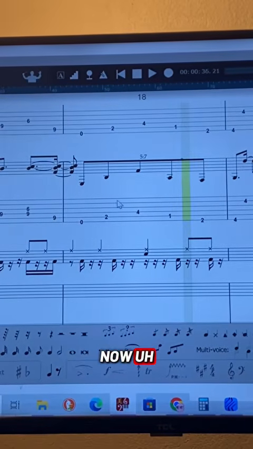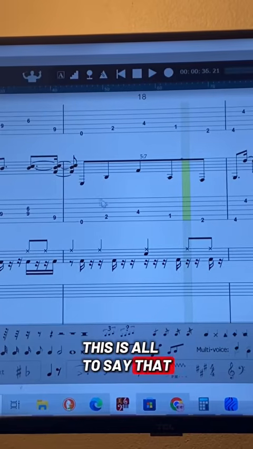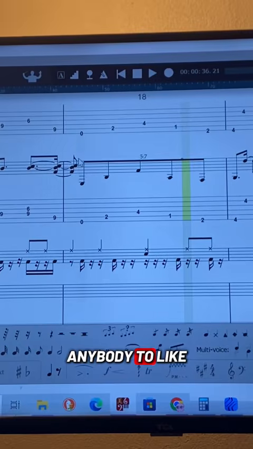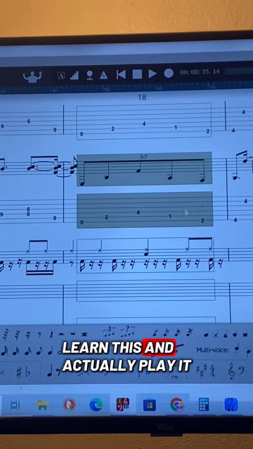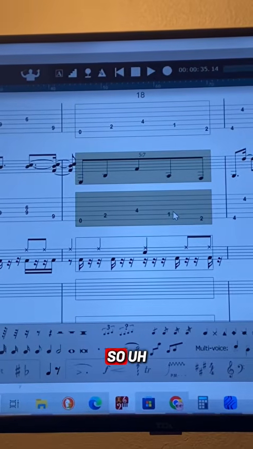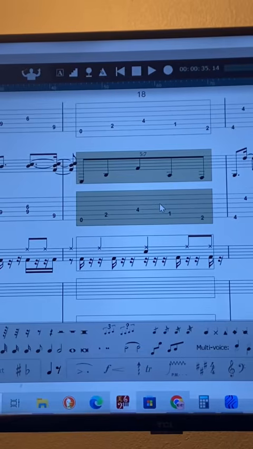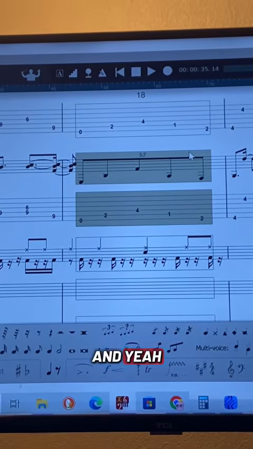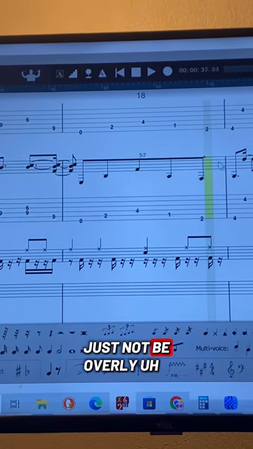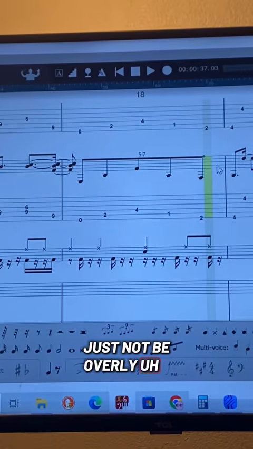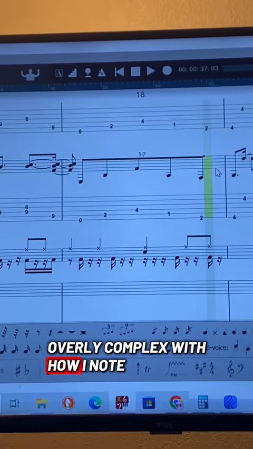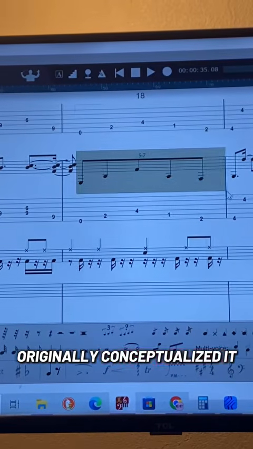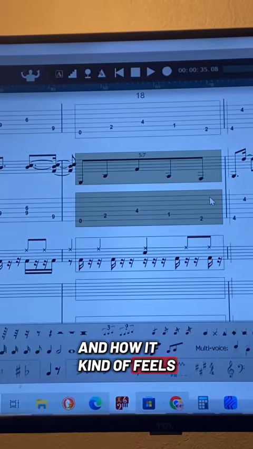Now, this is all to say that it would be insane to ask anybody to learn this and actually play it. So essentially, I just gotta chill out and not be overly complex with how I notate things, even though this is how I originally conceptualized it and how it feels in my head.